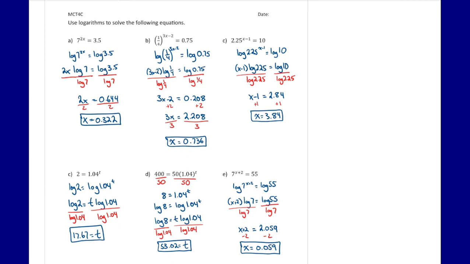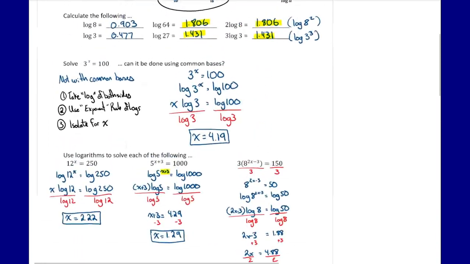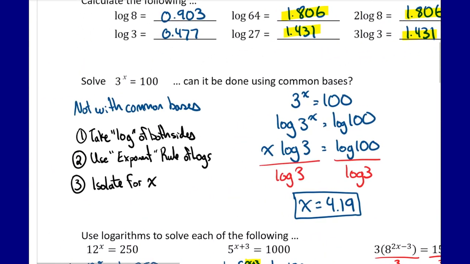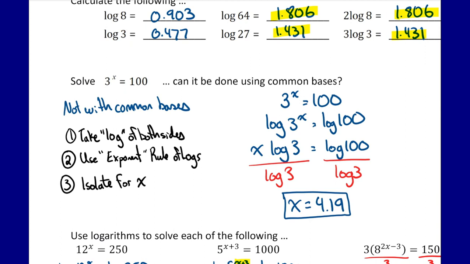So again, the main thing from this lesson is just make sure we're familiar with these steps. Take the log of both sides, use the exponent rule of logs, and then isolate for x. So that's the main thing you should be carrying forward from this lesson.